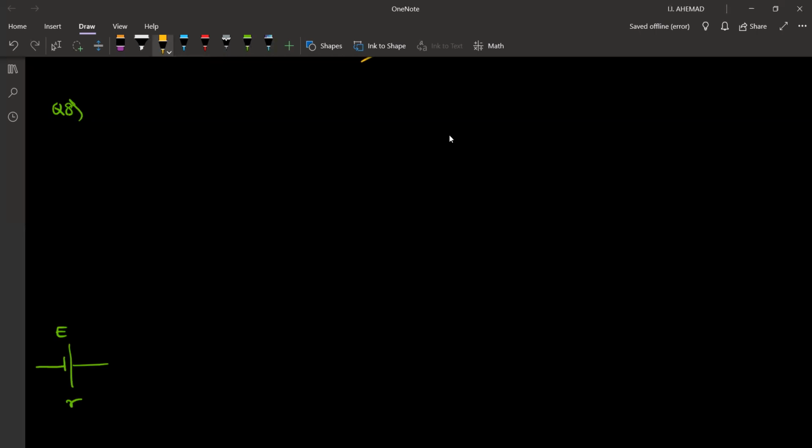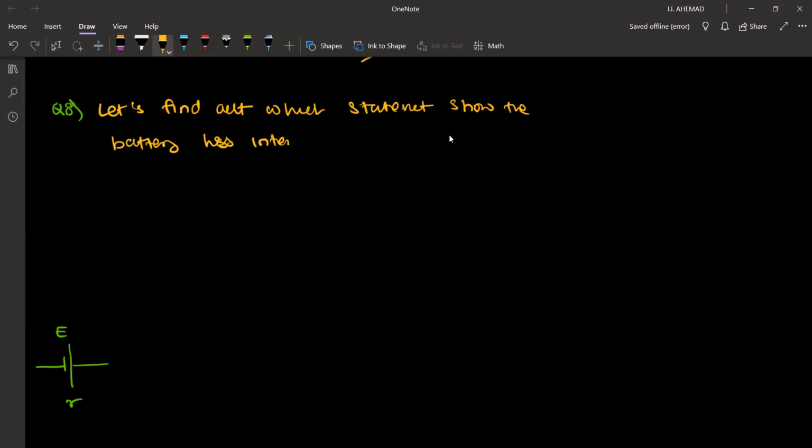Okay, we are trying to find out which statements prove that the battery has an internal resistance. Let's find out which statements show the battery has internal resistance.